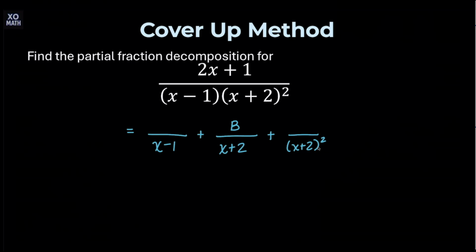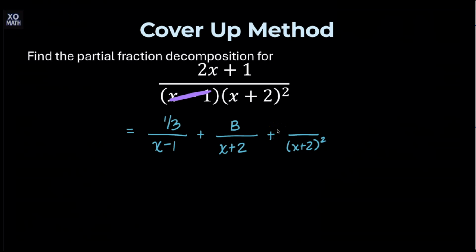Let's try to do some mental math here. For x minus 1, we're going to have the value x equals 1 in our head to plug in after covering up our x minus 1 factor. If we plug in 1, 2 times 1 plus 1 is 3. And then 2 plus 1 is 3, and 3 squared is 9. So we're going to have 3 over 9. That simplifies to 1/3. So we're going to have 1/3 above x minus 1.